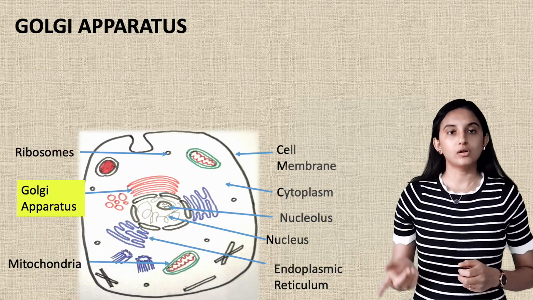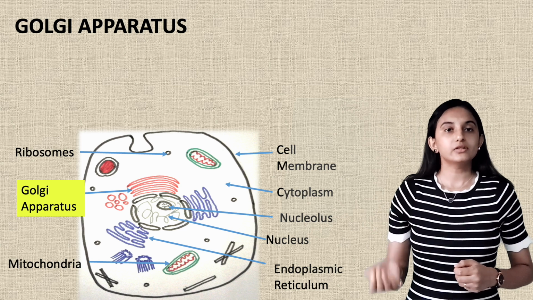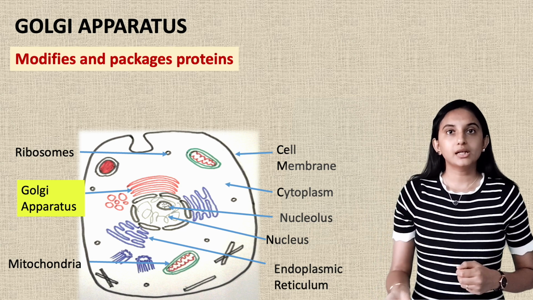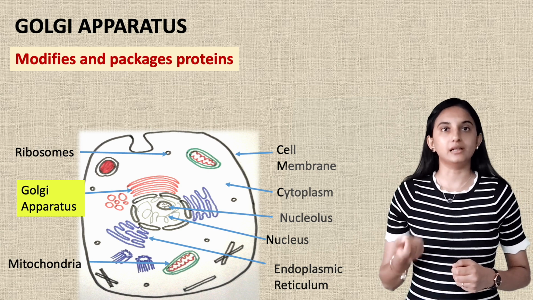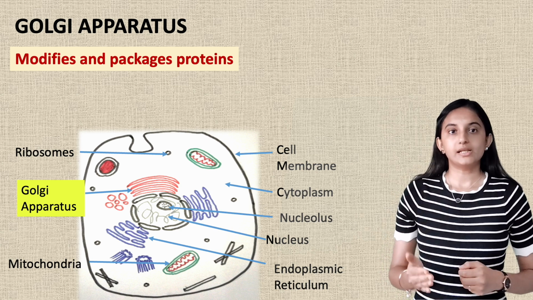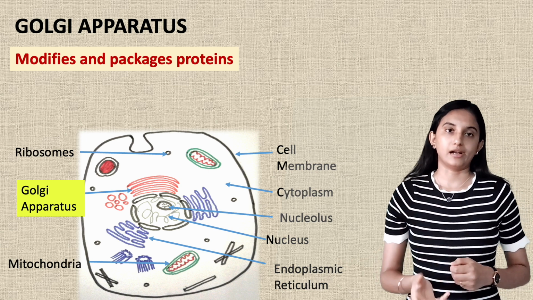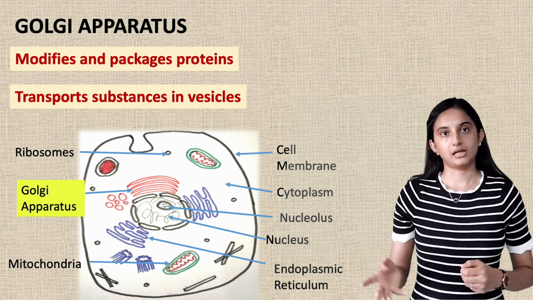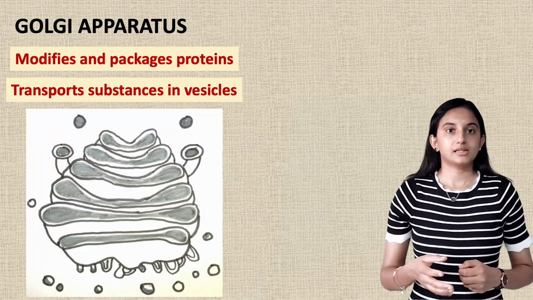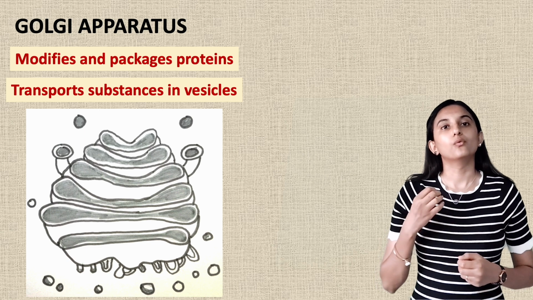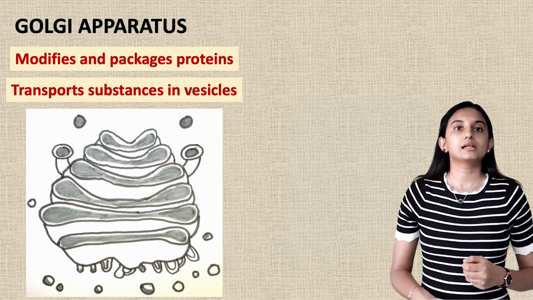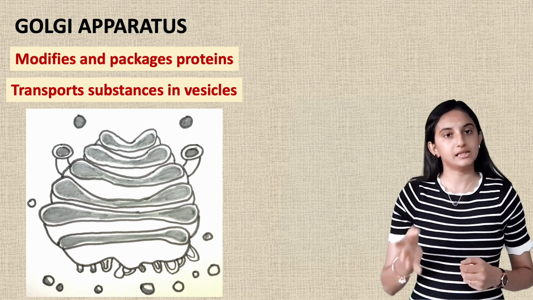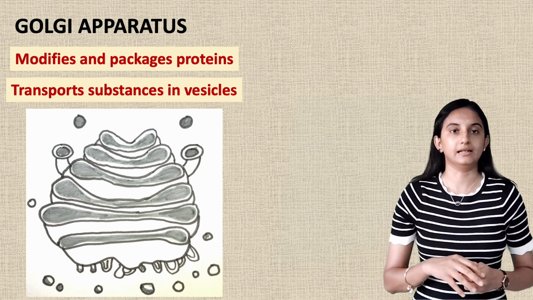Next is the Golgi apparatus. The Golgi apparatus is responsible for modifying, sorting, and packaging proteins and lipids. Once proteins and lipids are made in the endoplasmic reticulum, they are sent to the Golgi apparatus, where they are processed and packed into vesicles. These vesicles then transport the materials to their final destination inside or outside the cell.